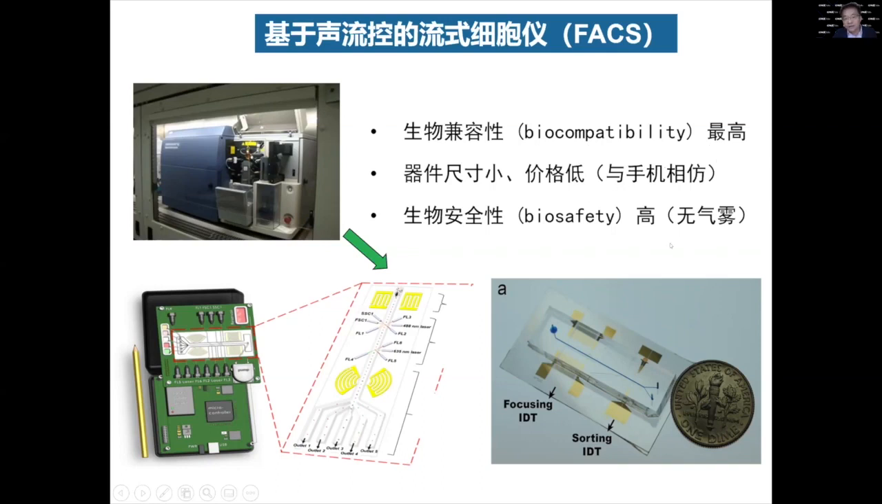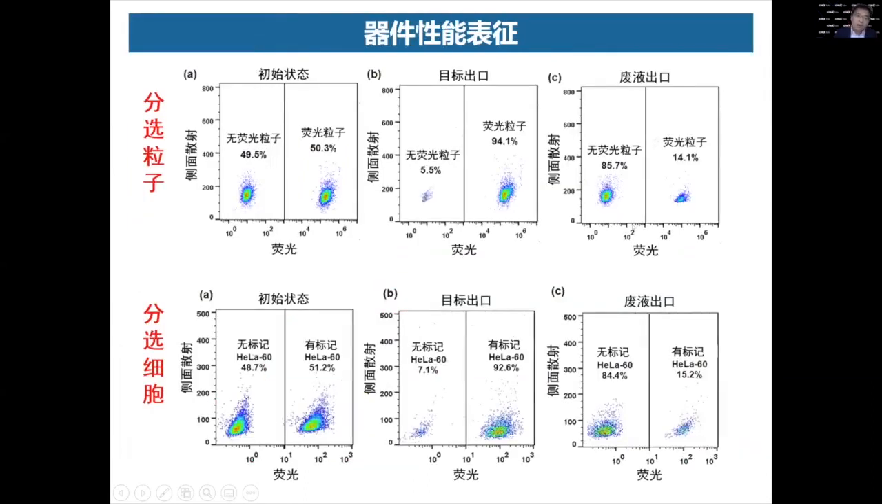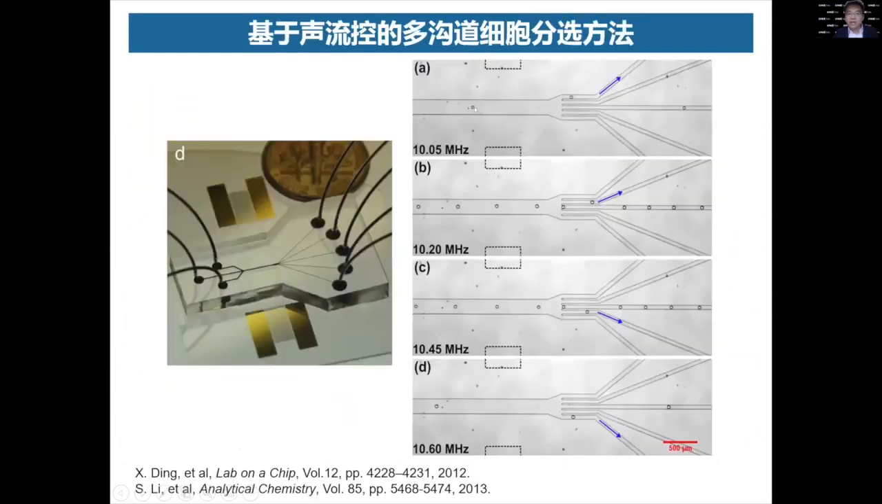And also biosafety is a lot higher because it's a closed liquid environment. And also our device is small, and we think it can be inexpensive. So we proved that we can use it to separate particles and cells. This one shows that in one device, we can directly sort cells or particles into different outlets, outlet 1, 2, 3, 4, or 5, in one step.